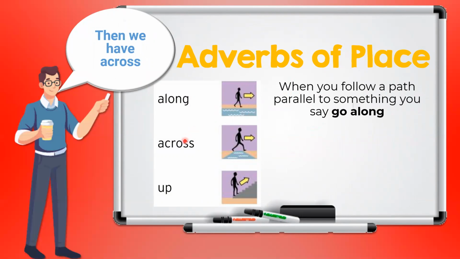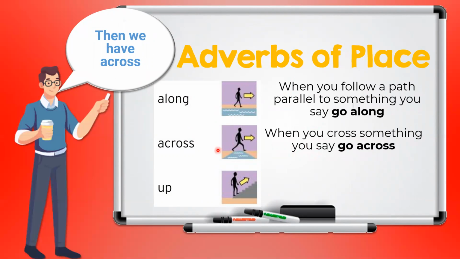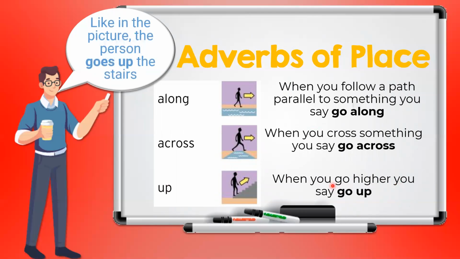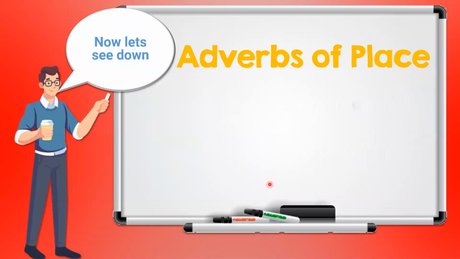Then we have across. When you cross something, you say go across. Like in the picture, one person goes across the river. Then we have up. When you go higher, you say go up. Like in the picture, the person goes up the stairs.